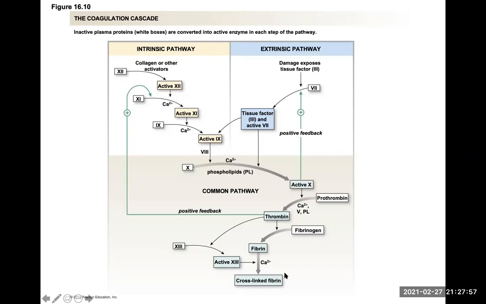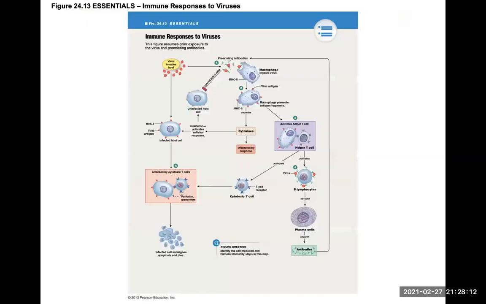the injured site can become repaired because you have the plug there, and it's going to allow time for the repair using the growth factors and other cytokines. The platelet-derived growth factor, or the PDGF, activates the fibroblasts for your connective tissues to develop.